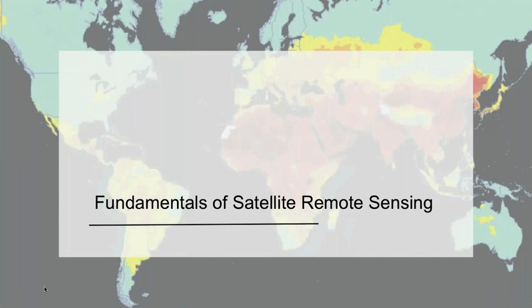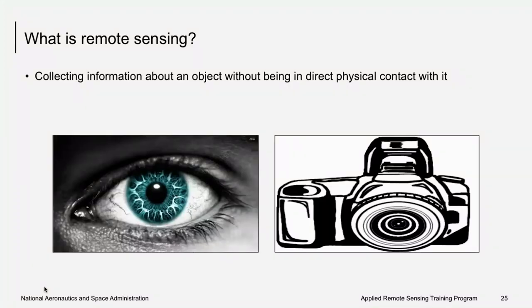As the name suggests, remote sensing is the science of obtaining information about objects or areas from a distance. Our eyes are natural remote sensing sensors which can obtain visual information about an object from a distance without being in direct physical contact with it. A simple photographic camera is another frequently used remote sensing sensor which can capture images and record them.